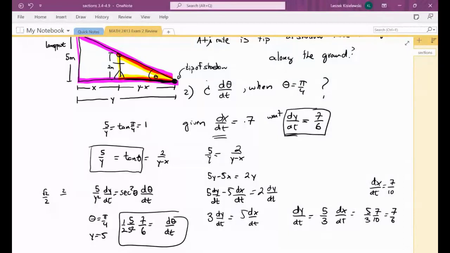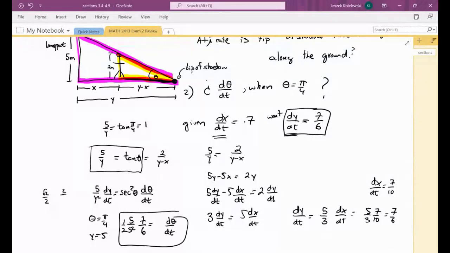Okay. What's next? Quick linearization stuff. Yeah, I don't have too much on that.